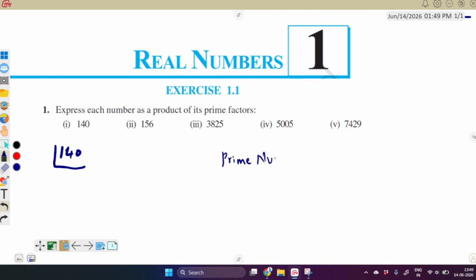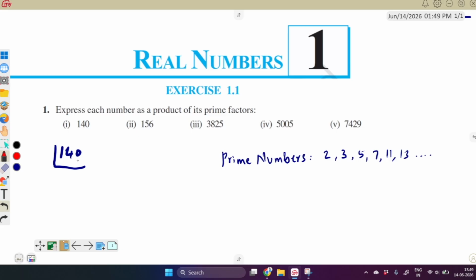So first of all, we will write all the prime numbers that we know from 2 to around however many. First we will make a note of it. So 2, 3, 5, 7, 11, 13 and so on. So we need to know the divisibility rules also.